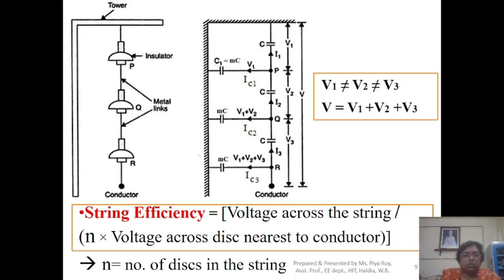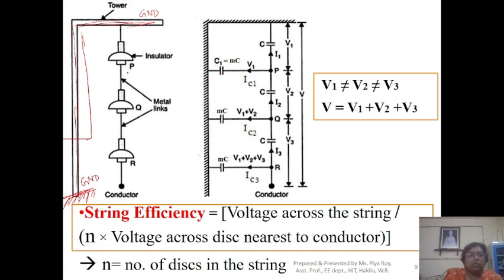In the last lecture we were discussing string efficiency. Here this is the tower part, which is connected to the ground, and this part is the cross arm. So totally, this is the tower, and again I repeat, this part is connected to the ground or earth. So we can say that this is at the ground potential. As the tower itself and the cross arm are connected with the ground, they also have the ground potential.